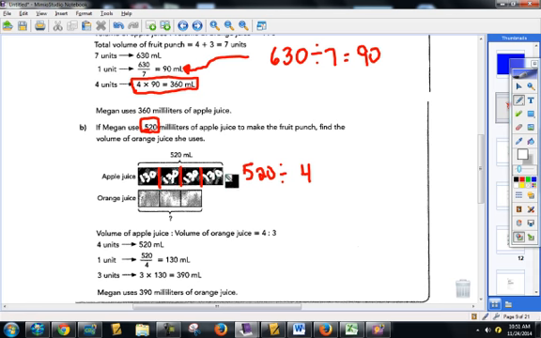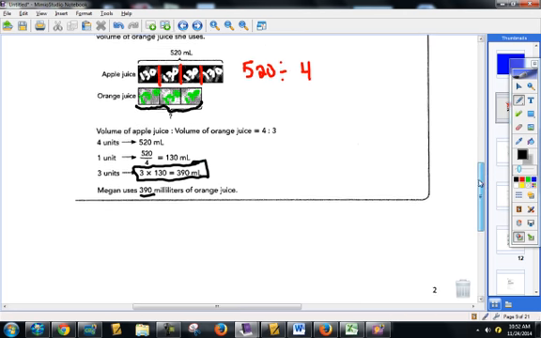130. Okay. And down here I'll do the same, 130, 130, 130. The whole point with a model is to see that each little section is the exact same amount. Well, now it's easy. If you know this is what you're trying to find out, how much orange juice was used, you just do 130 times the 3 squares, and that'll give you the amount of orange juice that was used. So it's pretty easy.